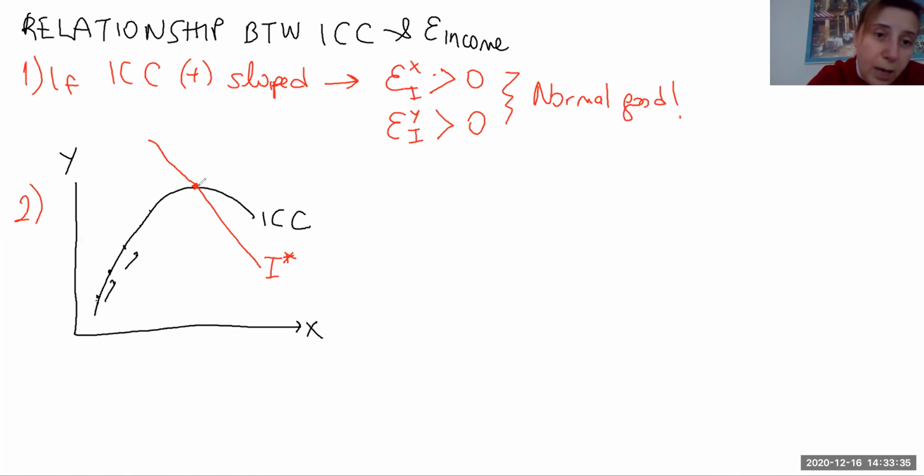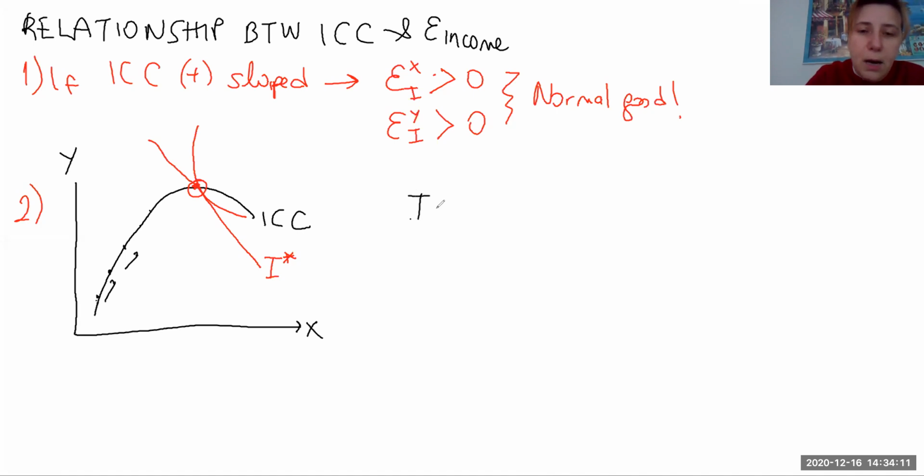So of course, at this point, there is a tangency indifference curve. So that is a point on the income consumption curve. And until this I star budget, the income consumption curve is positively sloped. However, after this I star budget, the income consumption curve becomes negatively sloped. So how can we comment on this situation? Let's start with it; we will separate this story into two parts.